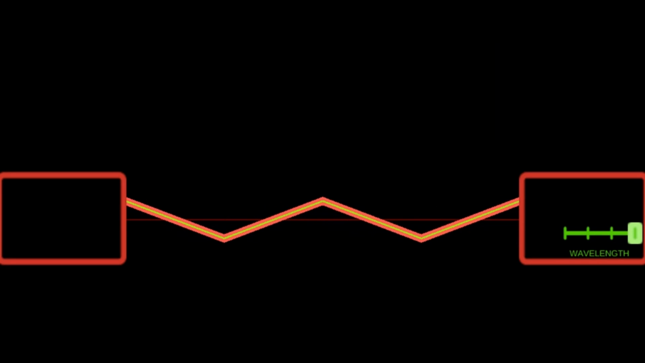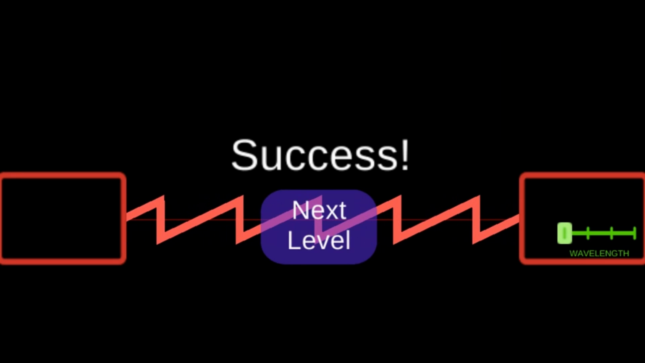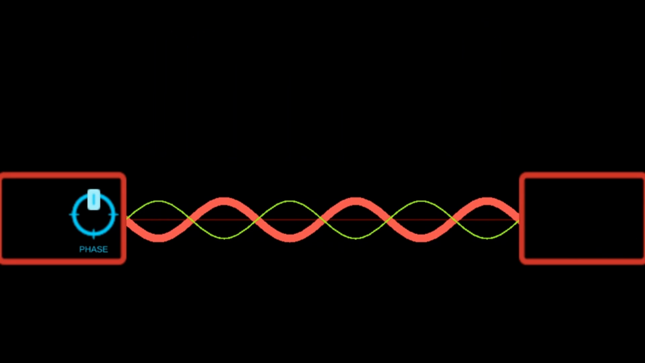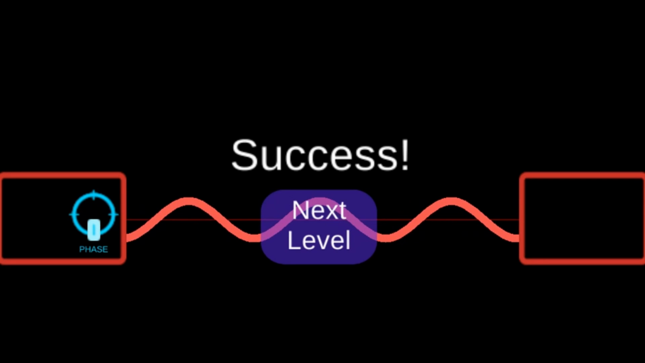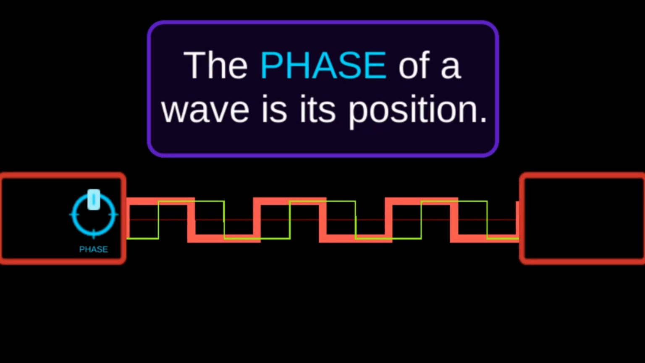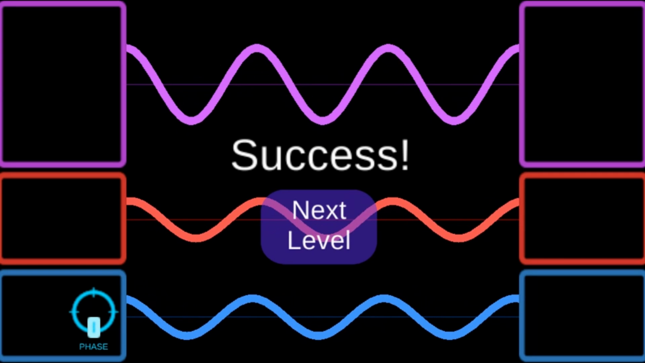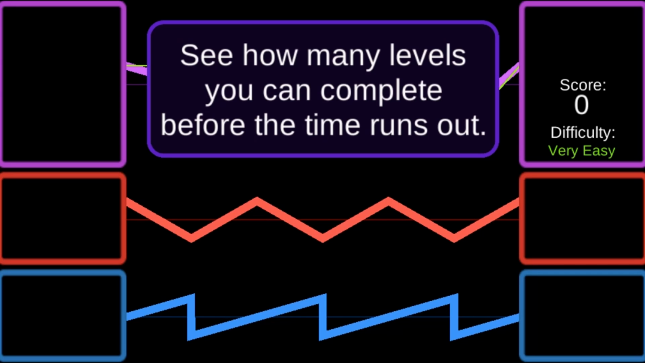Your goal is to match your colored lines with the green line by tweaking the properties of your waves. You will use the sliders to change the wavelength and amplitude of your wave to match the desired shape of the waves. You can also use the special dial to change the phase of your wave by clicking on it.